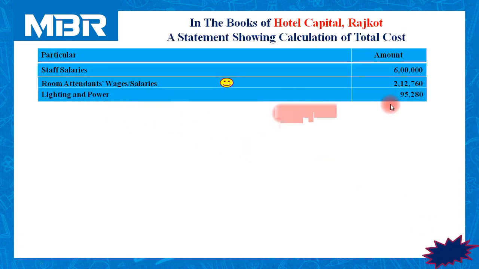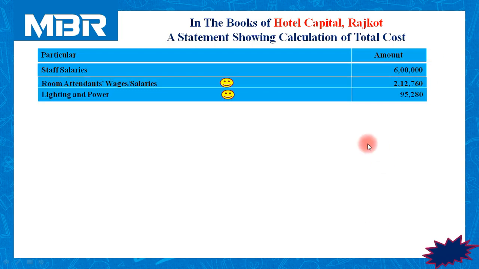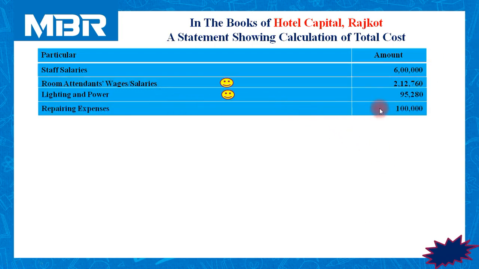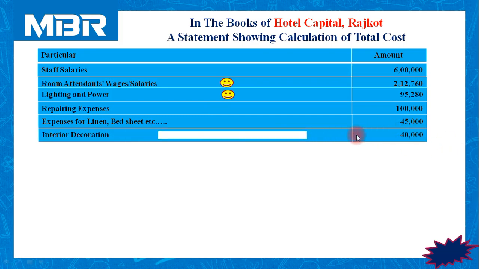Lighting and power rupees 95,280. For the calculation of lighting and power, you can visit this table, and total of lighting and power is 95,280. Repairing expenses as given to us in our question in ready-made form 1 lakh. Expenses for linen, bedsheet, etc. as given in the question 45,000. Interior decoration without any calculation, directly insert the figure in the statement 40,000.